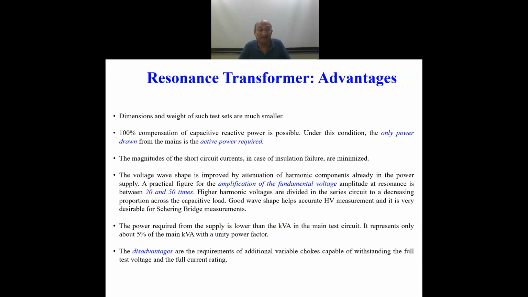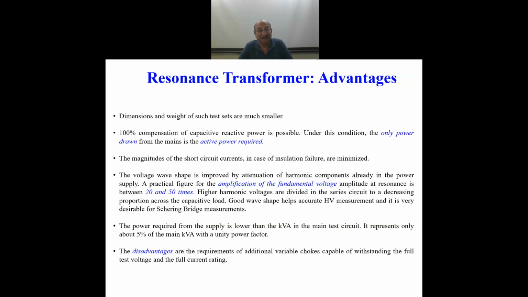And under the high frequency, you can imagine the amplification of the fundamental voltage amplitude at resonance is between 20 to 50 times. There is a lesser effect of harmonics because of the high frequency. The power required from the supply is lower than the kVA in the main test circuit. It represents only about 5% of the main kVA with unity power factor.